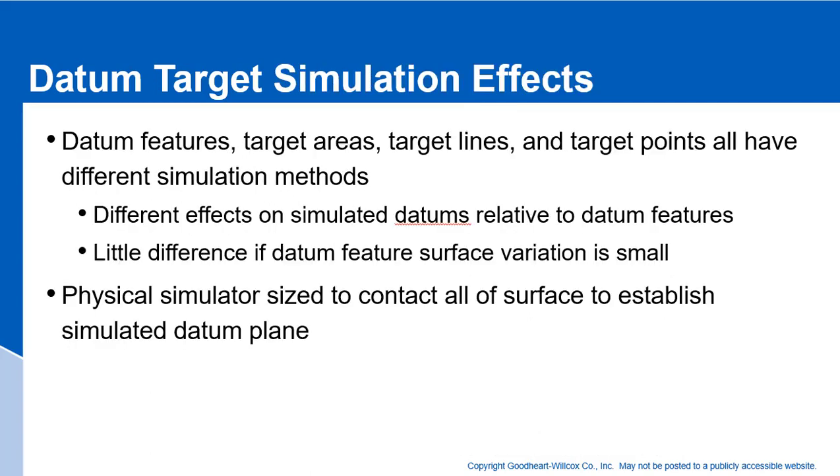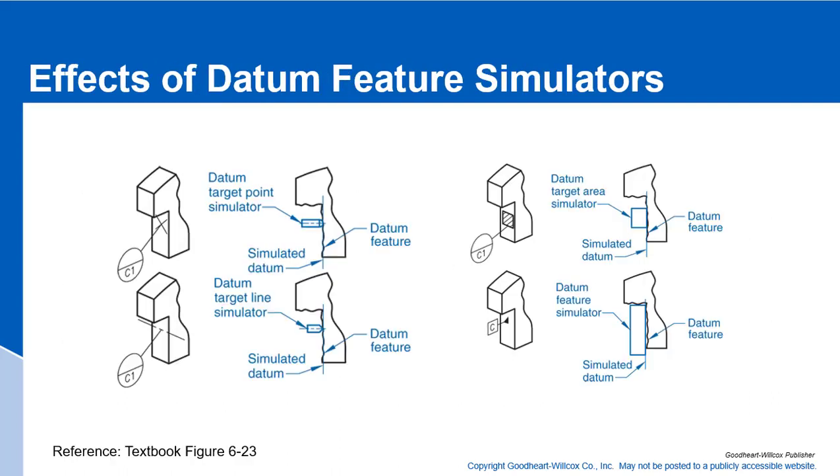So simulation effects: datum features, target areas, target lines, and target points all have different simulation methods, and I've tried to explain that in the examples I'm using. There are different effects on simulated datums relative to the datum features, and there's little difference if datum feature surface variation is small. And then the physical simulator must be sized to contact all of the surface to establish that datum plane. So let's take a look at a slide like this.